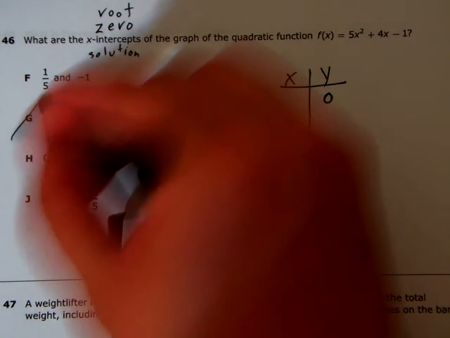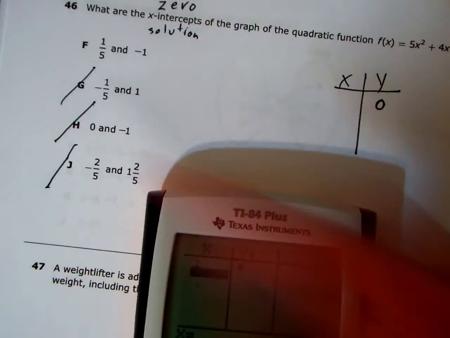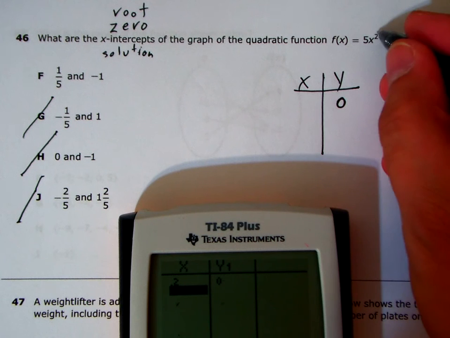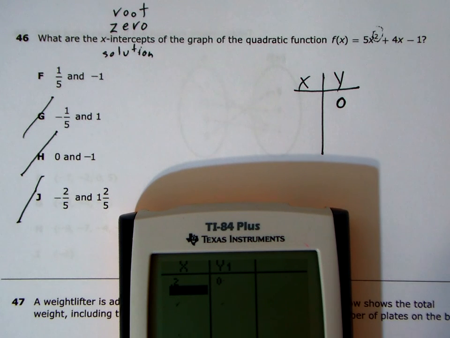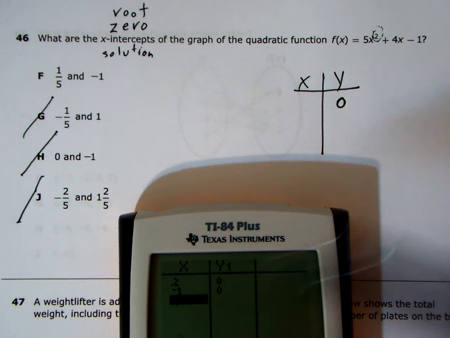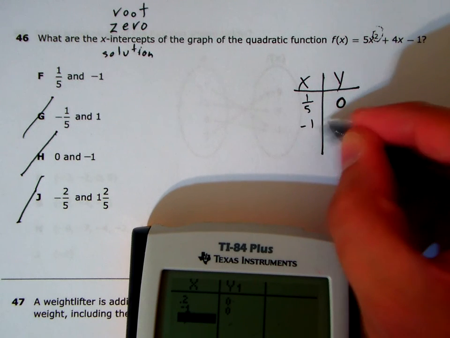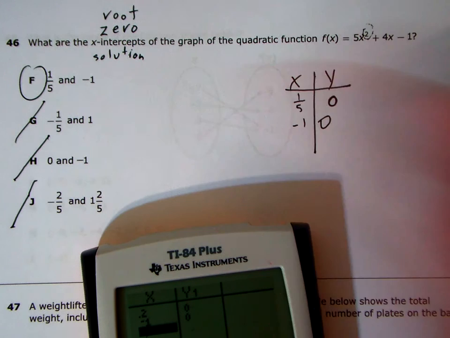The other ones don't have 1/5 on it, y'all. So, most likely it's going to be what? F. The reason there's 2 solutions is because it has this little 2 here. That little 2 tells you there's going to be 2 solutions. But just to make sure, let's try -1. What do y'all notice? It's 0. So the 2 answers are 1/5 and -1. That's what makes y 0. Right?